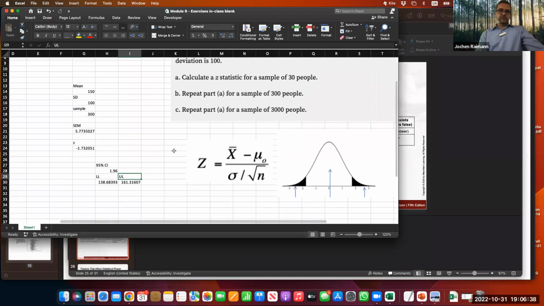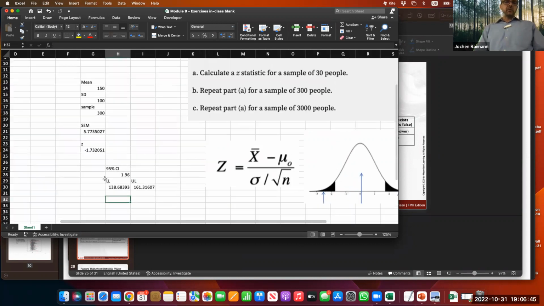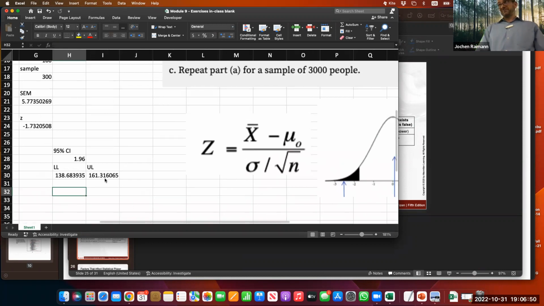So we can go back to this example, for example. So as said before, we want to speak again about the confidence interval.